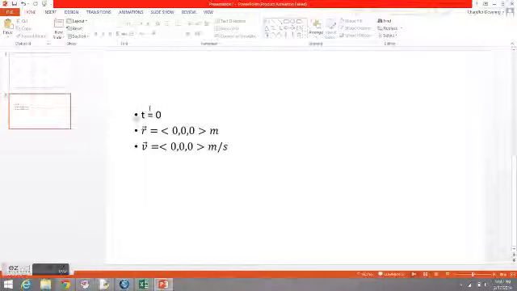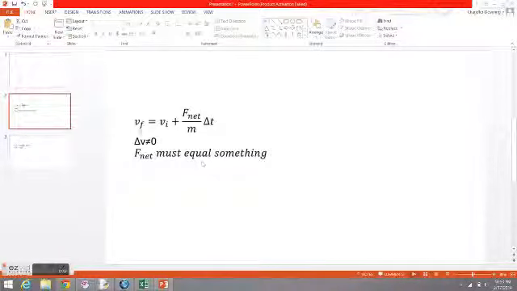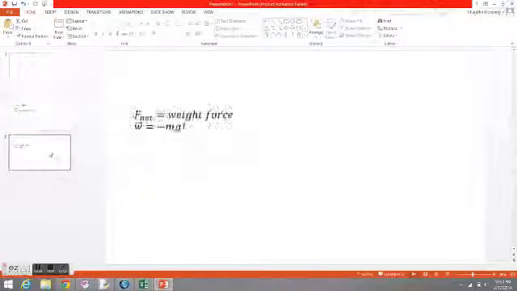Using Newton's second law, since the velocity is changing, delta v is not equal to 0, and therefore F net is also non-zero. So there is at least one force acting on the box. Earth exerts a force, the weight force, where W equals negative mg j hat. Since this is the only force acting on the object, the weight force is equal to the net force on the object.